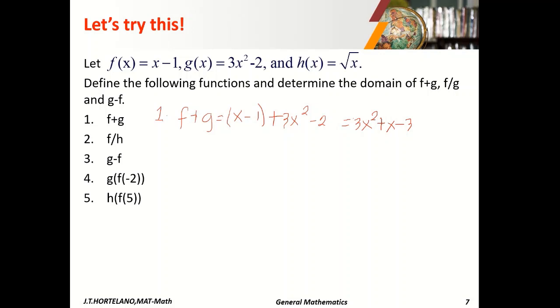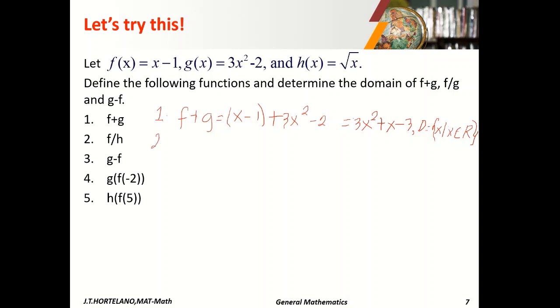So kasama dito yung domain of the resulting function. So what will be the domain of this function? So the domain of the resulting function is set of all x such that x is elements of real numbers. Bakit? Kasi quadratic yan. Define siya sa lahat ng values ng x. Okay, so x such that x is elements of real numbers.